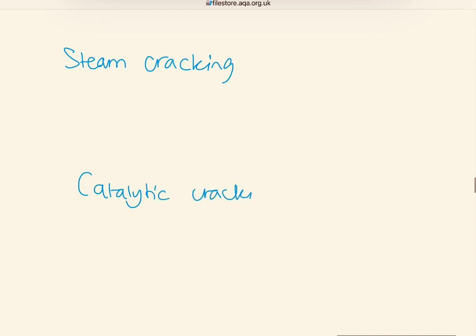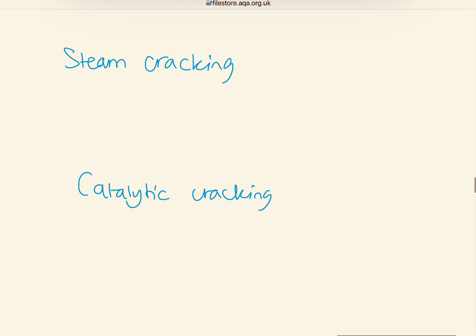So, let's go into alkanes. Also, one more thing. Cracking can be done in two ways. There's steam cracking and there's catalytic cracking. Again, both ways are methods to break down long hydrocarbons into shorter hydrocarbons, which are more useful. Remember that can come up as a question.